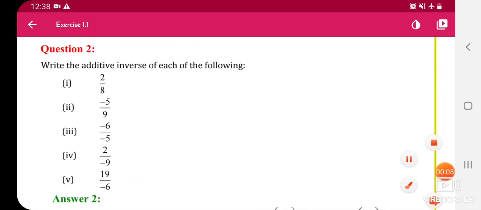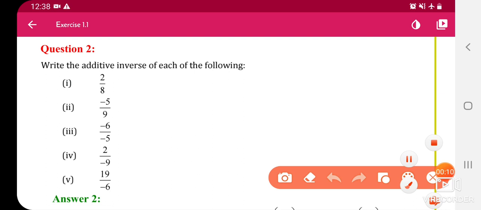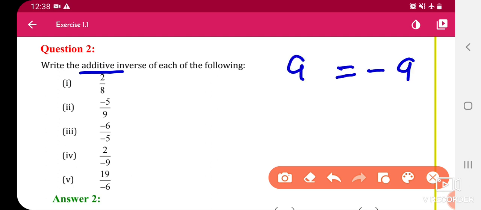Now today I will teach exercise 1.1 question number 2. The question is: write the additive inverse of each of the following. We already studied what the additive inverse is. When we write the number a, the additive inverse of this number is minus a. That means the sign is changed. When the number is minus a, the answer is plus a.